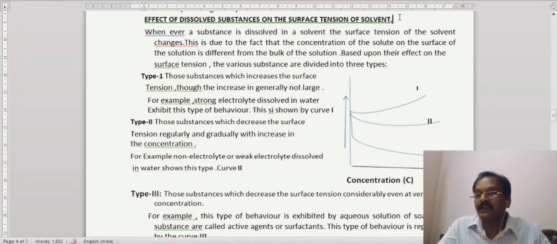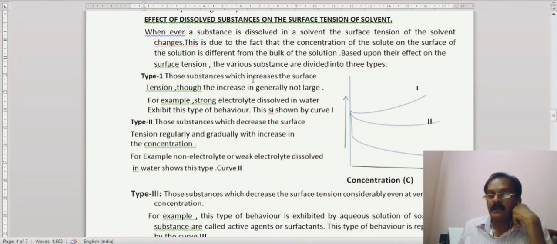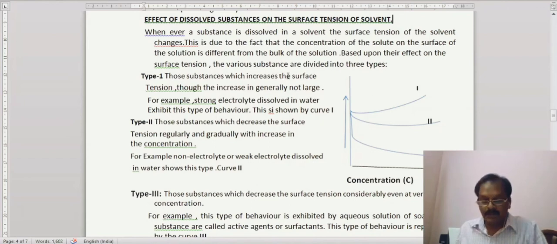Based upon their effect on surface tension, substances are divided into three types. From the graph, there is a change in the surface tension for different substances. I have taken three different types, and their characteristic properties are drawn in the form of a graph. Along the y-axis is the surface tension, and along the x-axis is the concentration of solute. The first type, type 1, concerns graph 1: those substances which increase the surface tension, though the increase is gradual and not large.